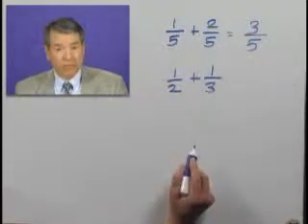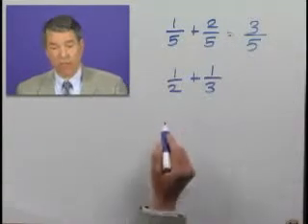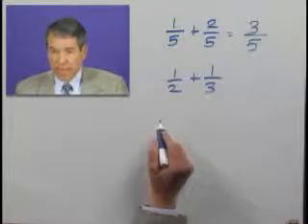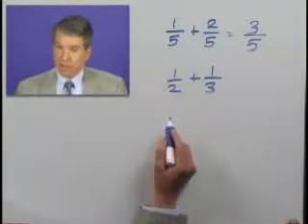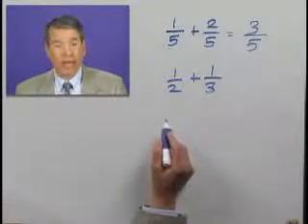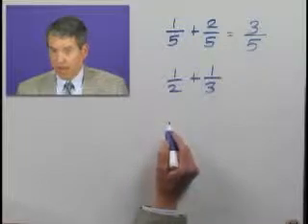If I'm trying to add fractions that have different denominators, like 1/2 and 1/3, I can't simply add the numerators because the denominators disagree. They aren't like fractions. But I can rewrite these fractions so that they do have the same denominator.